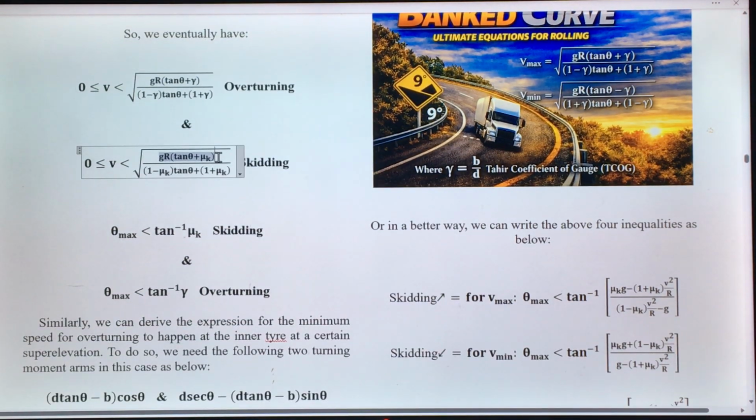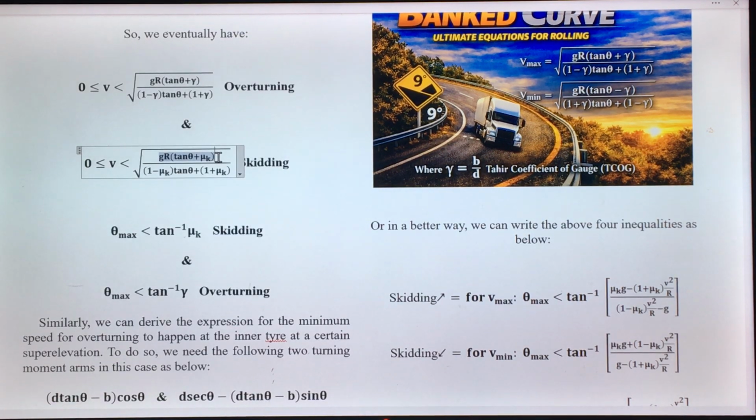Okay, so for skidding, we have this one. Just look at the similarity that nature provides for you. Theta max, look how the equations of nature, bending moment, turning moment, overturning and summation of forces, how similar they are. Look at the symphony and the rhythm of nature in these two equations. So theta max is less than tan inverse mu k for sliding, and theta max is less than tan inverse Tahir coefficient of gauge for all vehicles and cars in the 7 heavens and 7 earths.